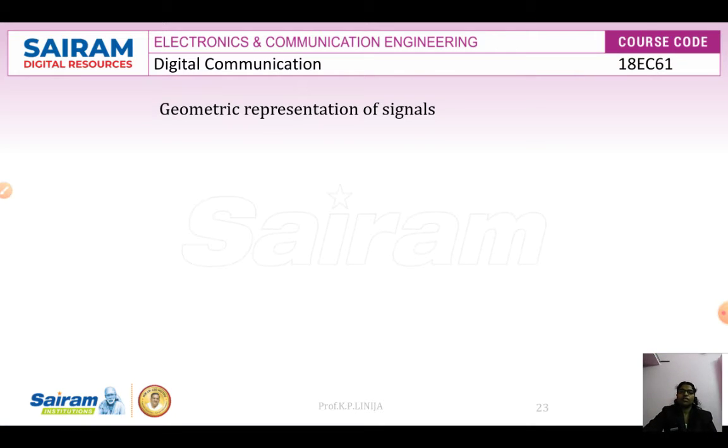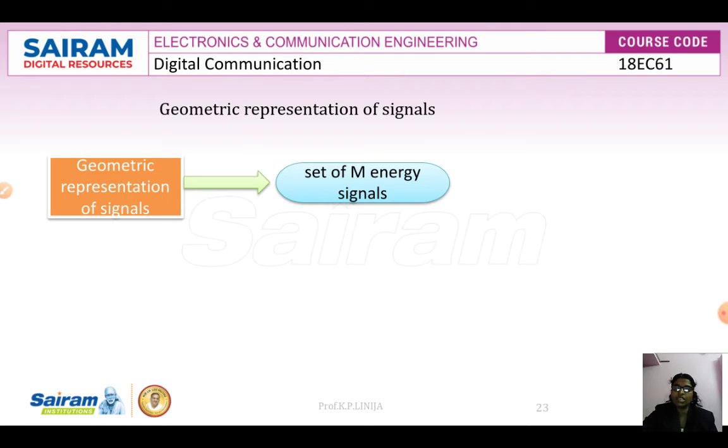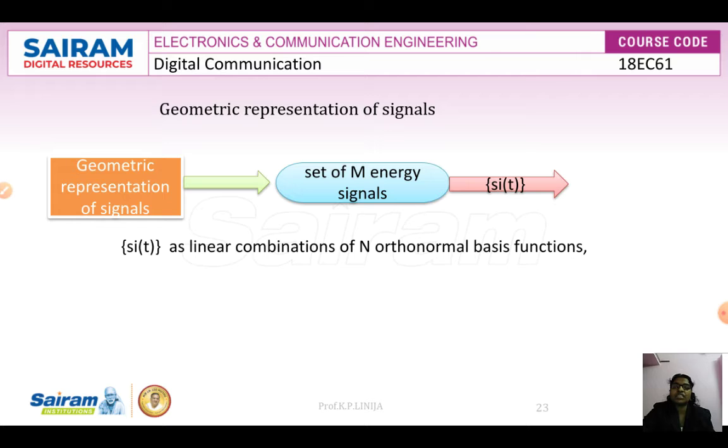So in continuation to the previous point, let us consider the geometric representation of the signals. This geometric representation of the signal is represented by M messages. It is represented by a set of M energy signals, and this set of energy signals is represented by Si of t. This Si of t is a linear combination of n orthonormal basis functions, and n is always less than or equal to m.